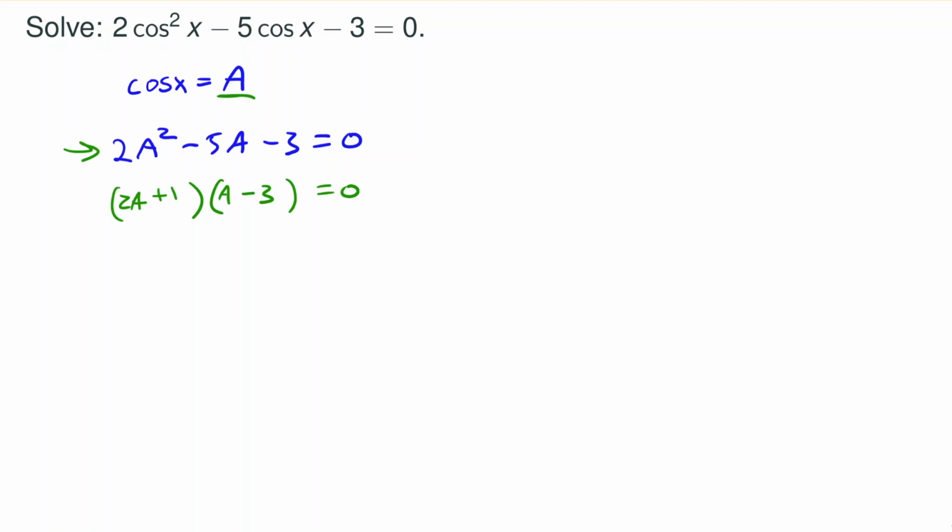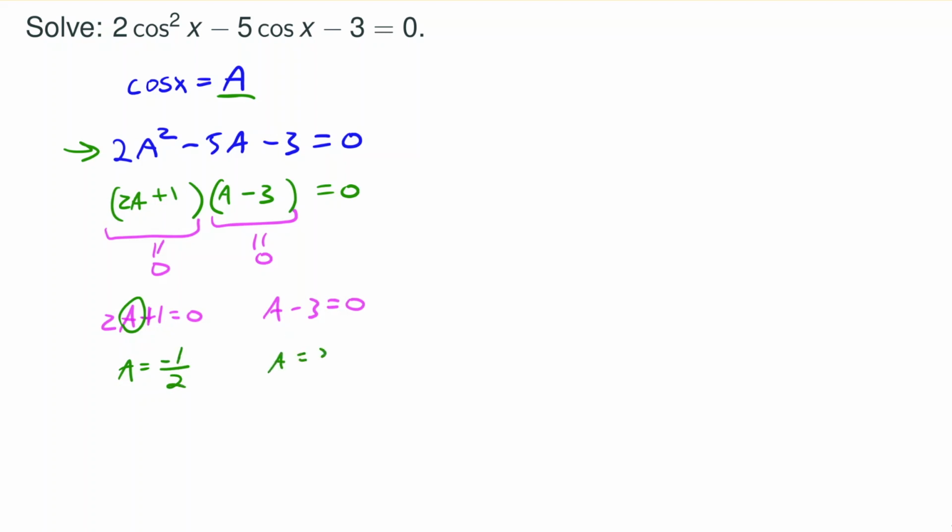The reason we do that is because it's easier to factor when we replace. So then we solve either this equal to 0 or this equal to 0. So we have 2a plus 1 equals 0 for one of the equations, and a minus 3 equals 0 for the other. So let's solve for a for each of them. Isolate a. So a here is, we subtract 1 from both sides and divide by 2. So we have -1/2. And here we have a equals 3.